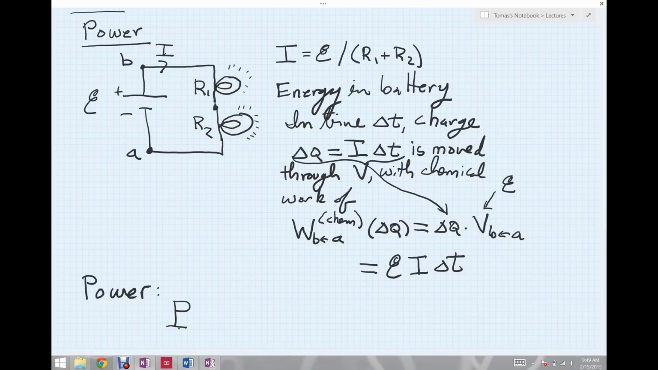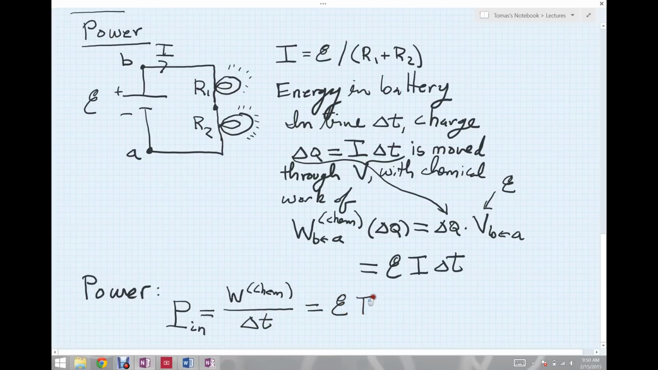That is defined to be the power we're putting into the system, the work that's done by the chemical reaction in this case. Power is always work per unit time, so I have to divide by my time interval. In this case, that's going to turn out to be very precisely this quantity divided by delta t, so the delta t's cancel, and what I'm left with then is E, the EMF of the battery, times I.